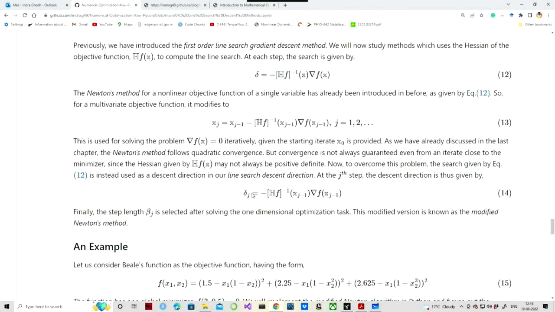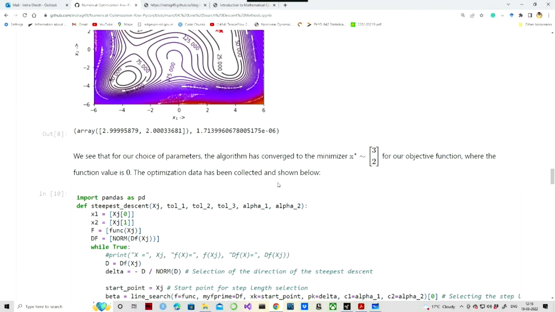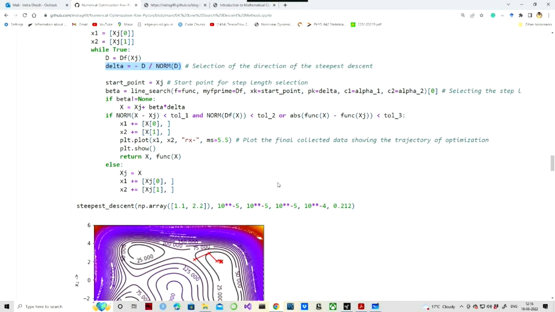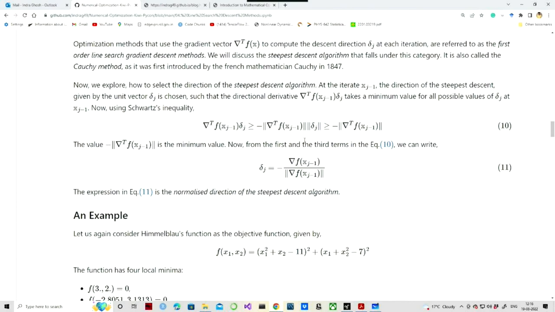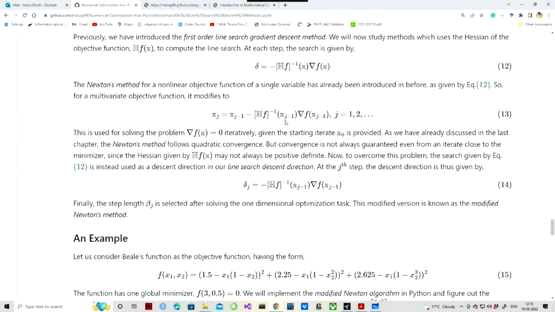The most important thing is this calculation of delta j, which is different for different algorithms. So delta j is the direction of the descent, and beta is the magnitude of that vector. The most important thing is calculating beta using a one-dimensional optimization task. And how you choose delta defines which algorithm you are using. If delta j is given by just this simple formula, it's steepest descent. And if delta j is given by a slightly modified version where you use the Hessian, it's called modified Newton's method.